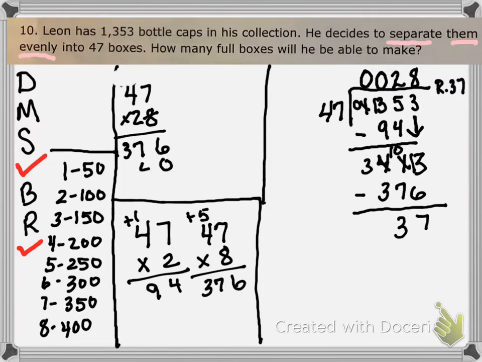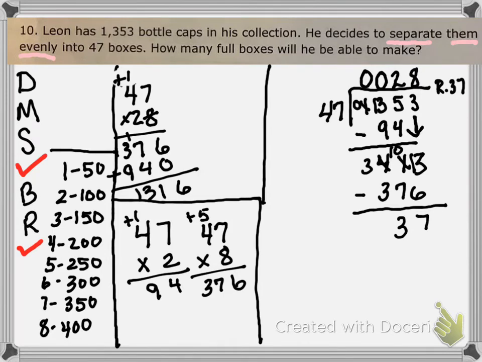2 times 7 will give me 14. Regroup my 1. 2 times 4 gives me 8, plus 1 more will give me 9. Now I'm going to add. I get 6 and 11 plus 1 more will give me 13.